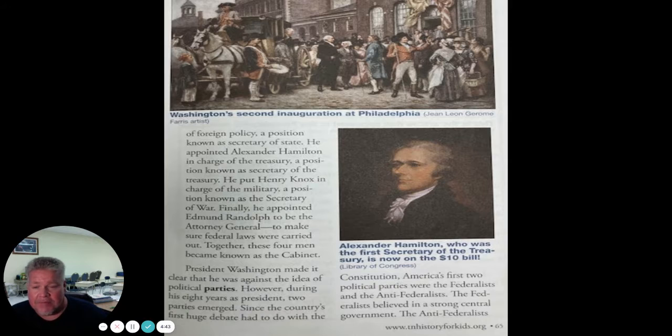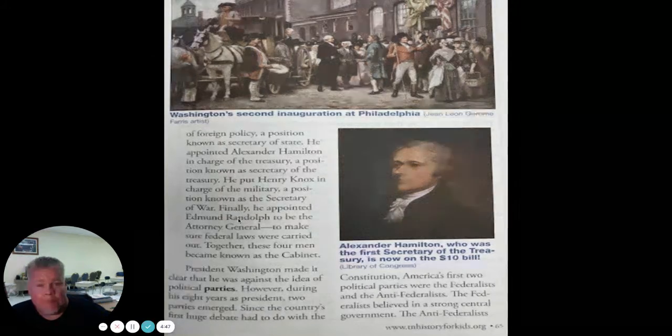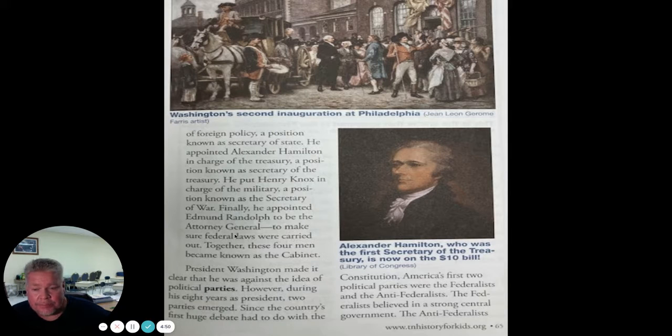So these are the same 4 men we read about in our social studies book on Monday, the 4 men that George Washington picked to help him run the country.